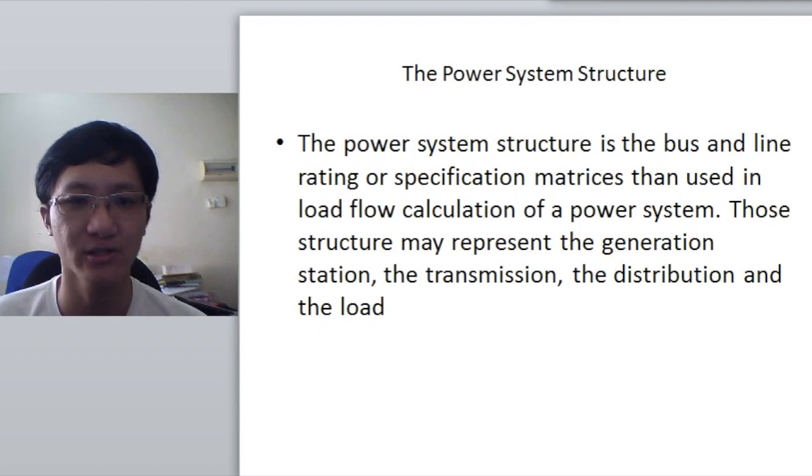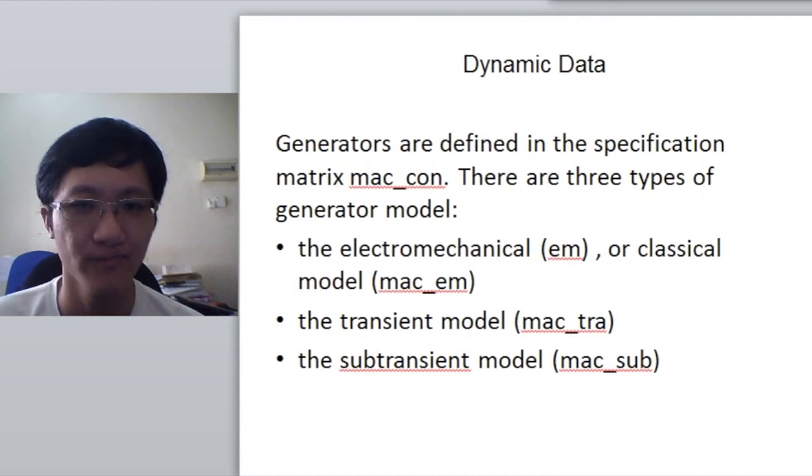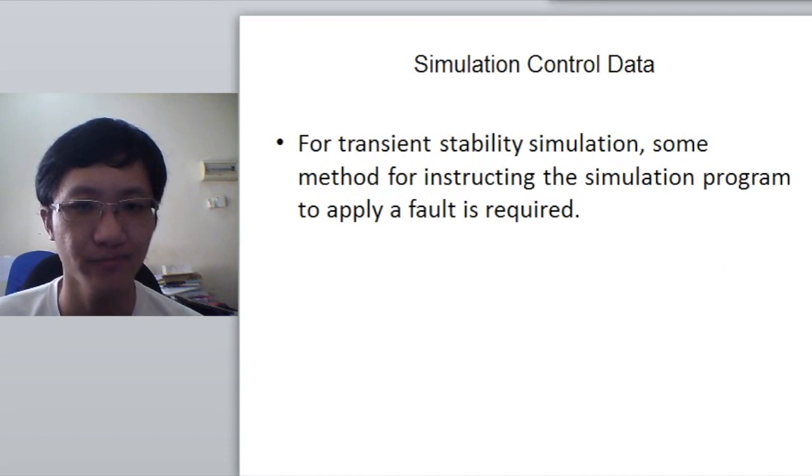The power system structure. The power system structure is the bus and line rating specification matrices, then used in load flow calculation of the power system. Those structures may represent the generation station, transmission, the distribution, and the load. Dynamic data. Generators are defined in the specification matrix. There are three types of generator model: the electromechanical or classical model, the transient model, and the subtransient model.